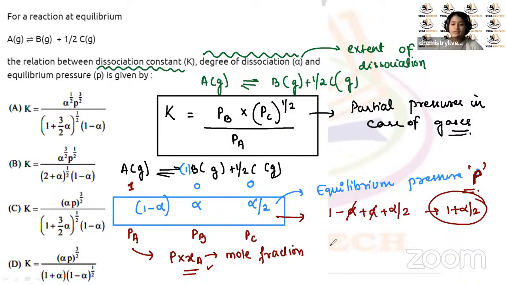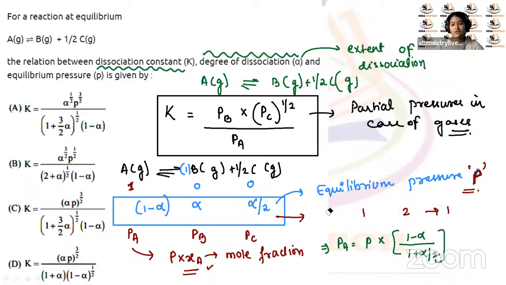So PA will be equal to P into XA. What is the pressure here, children? 1 minus α. What is the total pressure? 1 plus α by 2. Okay, this will be this much. Yes or no? Yes. So now we'll erase all of these.